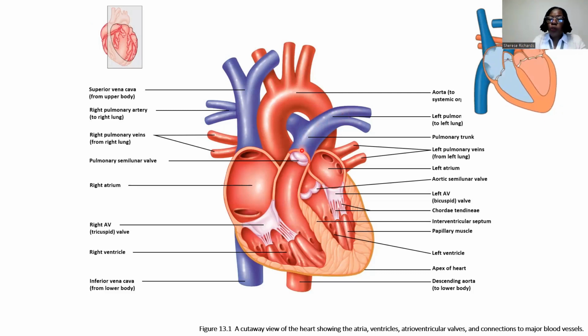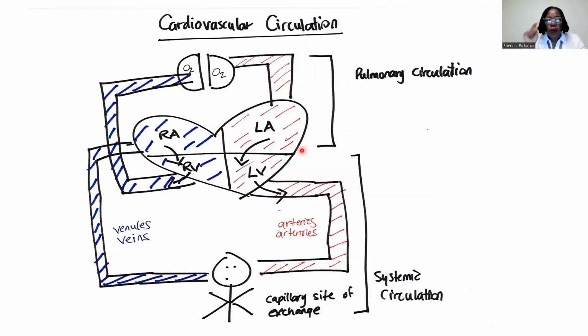So this is just an overview. We'll go over this again and again. I know we talked about quite a few structures here, but they will come up again as we describe the circulation of blood.